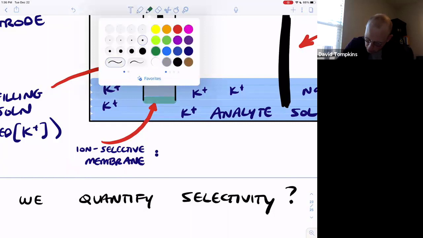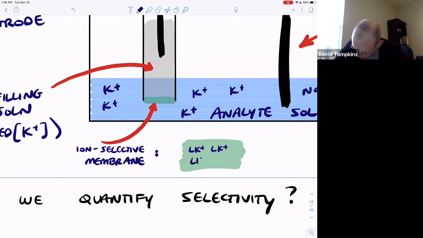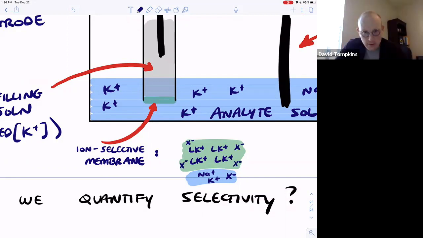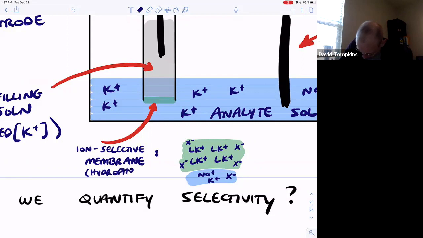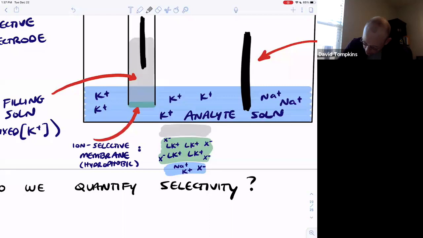So let me do sort of a blown up diagram of that membrane. In this membrane, you'll have potassium, which is bound to the ligand L, and that ligand allows it to transport into the membrane selectively. And it leaves other ions, anions and cations, in the analyte solution, such as sodium. Some potassium ions are left behind as well. And you'll have other anions like X- for charge neutrality. Generally, those are hydrophobic ions in the hydrophobic membrane. And of course, there's a fixed concentration of potassium and other ions, such as X, in this filling solution as well.